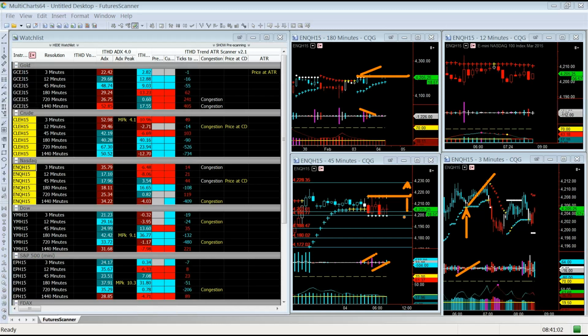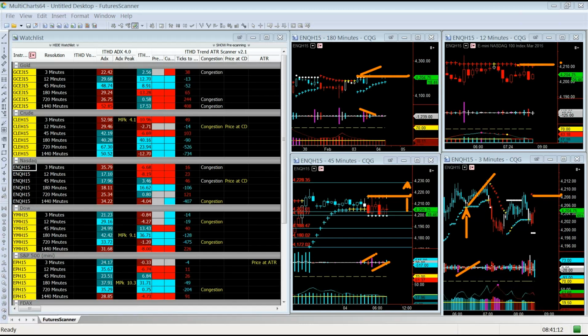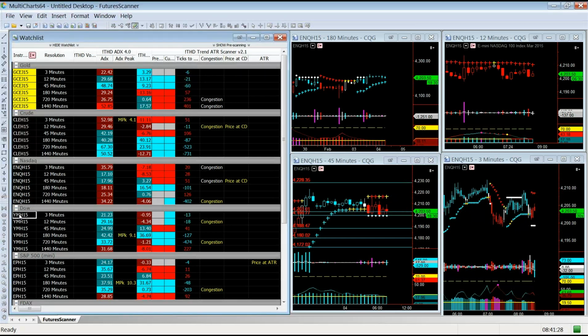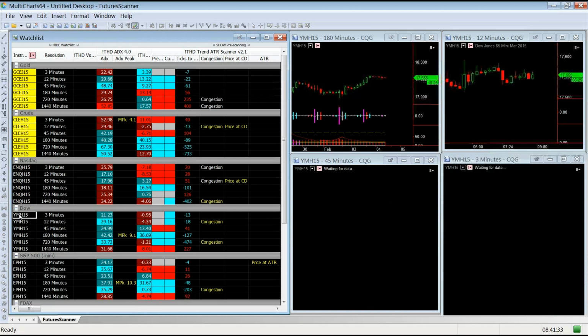In order to go up, you're going to have to break the ATR here, and you're going to have to break the ATR here, and you're going to have to break an ATR here. And I think I would probably wait and let this chart clear up because it's not really giving a clear picture right now. Let's go look at the Dow and see if the Dow does anything differently.